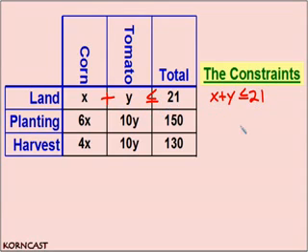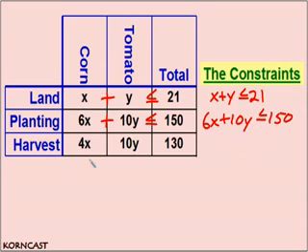Okay, well the same thing is going to happen with planting. I know that the number of hours for planting corn plus the number of hours planting my tomatoes cannot exceed 150 hours. It can be less. I could get the job done early, but I know that I can't go over that. So that's going to give me my less than or equal to inequality again. So that's going to give me 6x plus 10y is less than or equal to 150.